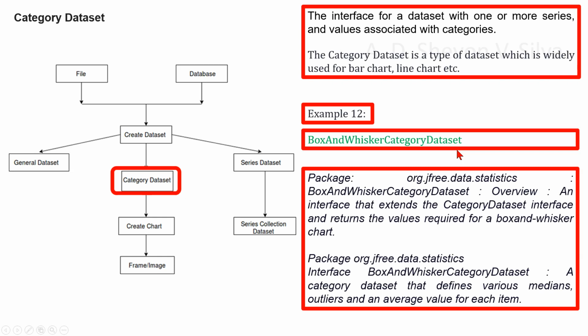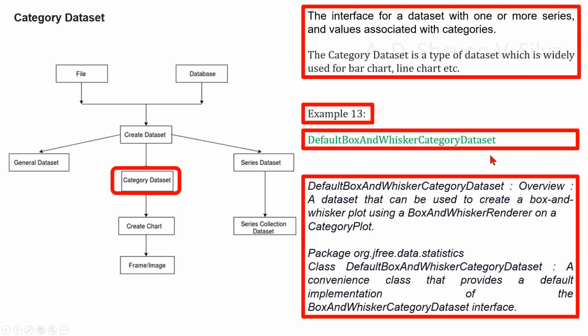The dataset represents a two-dimensional table where each cell in the table contains a complete set of statistics in one box and whisker item: a mean, median, quartile boundary values Q1 and Q3, plus information about outliers and far outs.